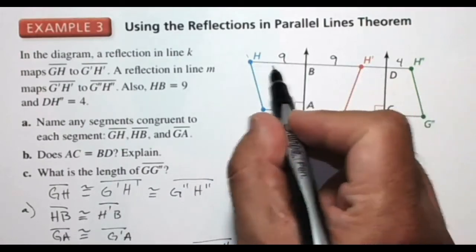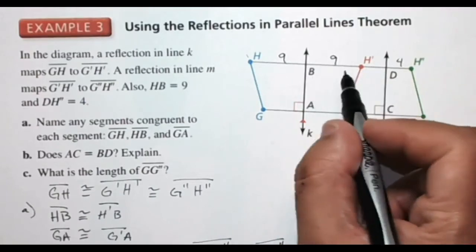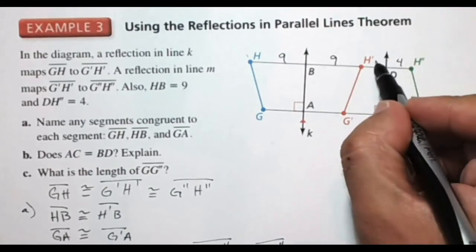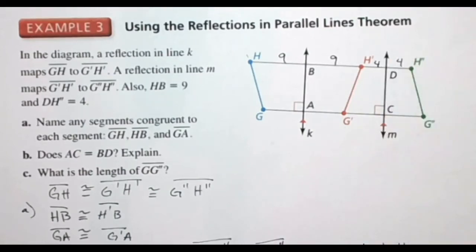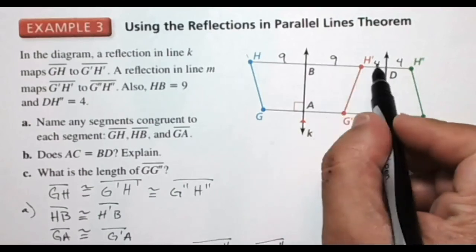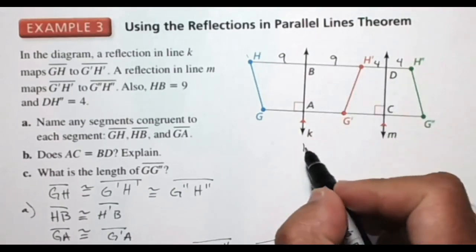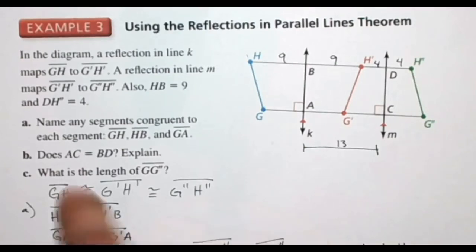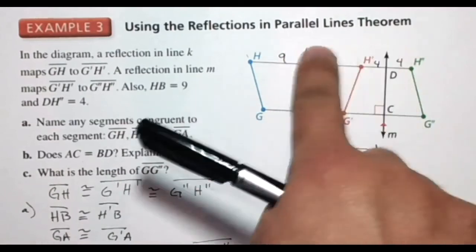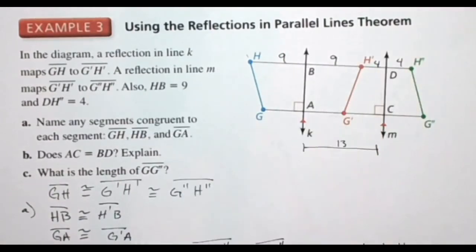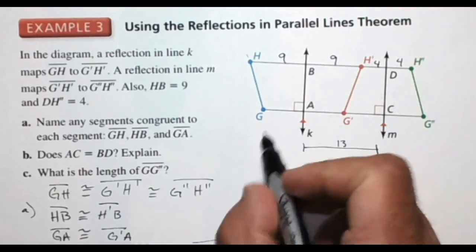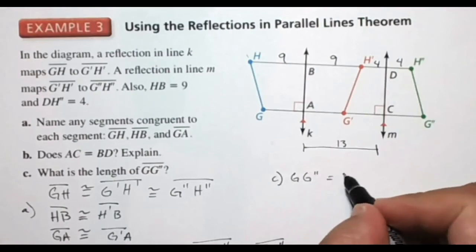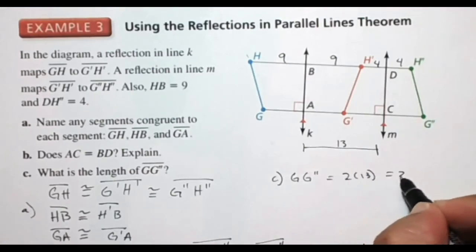So if HB is 9, that means the distance from H prime to B is 9. And then the distance from D to H double prime is 4, so that means this distance has to be 4 as well. So if this is 9 and 4, that tells me that this distance here is going to be 13, because I would add those two. And we explained in part B that those are equal. So if this is 13, this down here has to be 13. So that means that the distance from G to G double prime is going to be equal to 2 times 13, which is 26 units.